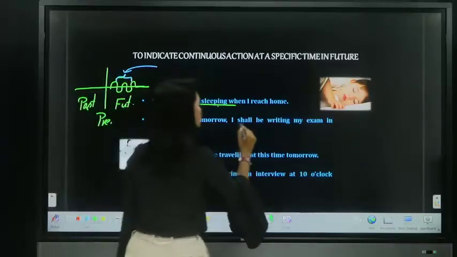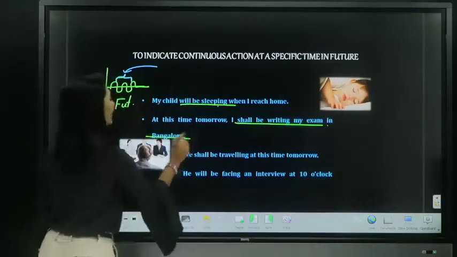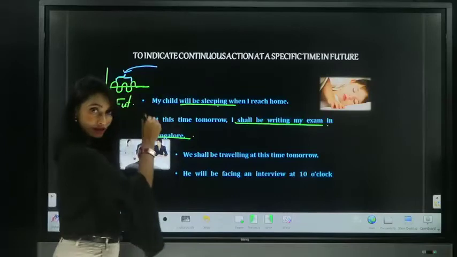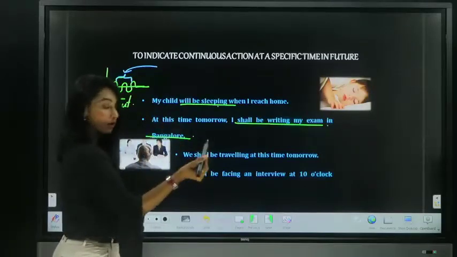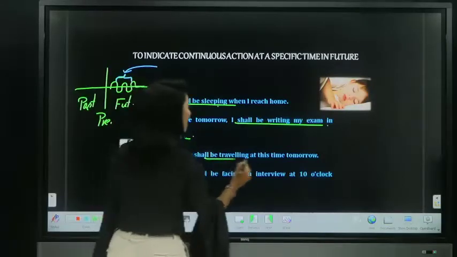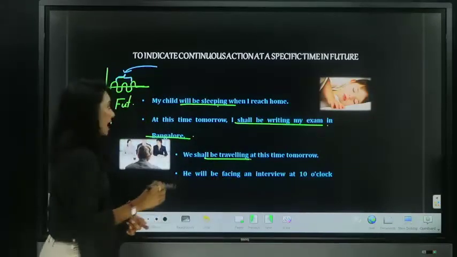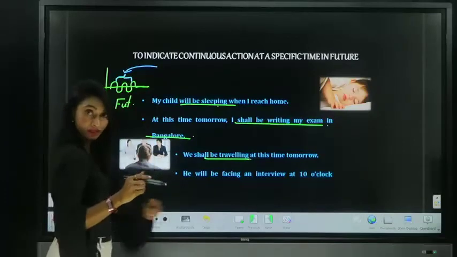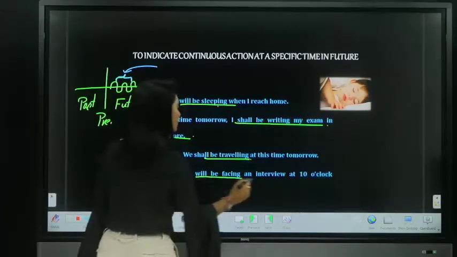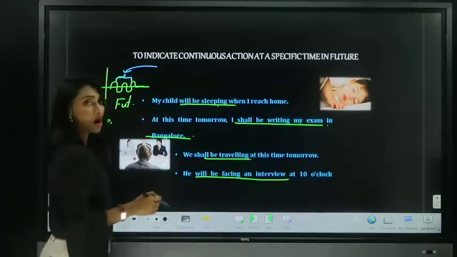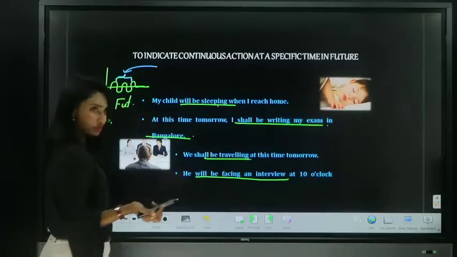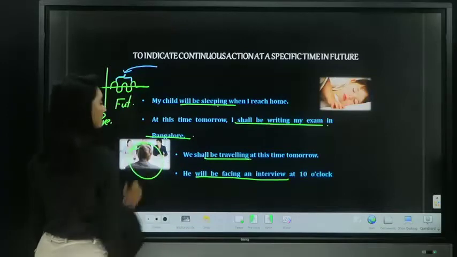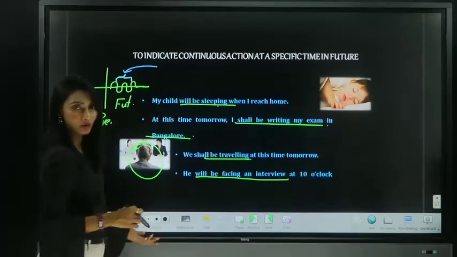At this time tomorrow, I shall be writing my exam in Bangalore. So action will be going on at some point of time. At this time tomorrow, we shall be traveling. Action will be going on at some point of time tomorrow. He will be facing an interview at 10 o'clock tomorrow or next week. So he shall be facing an interview at 10 o'clock tomorrow or next week.